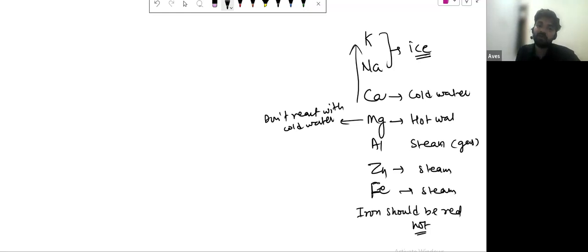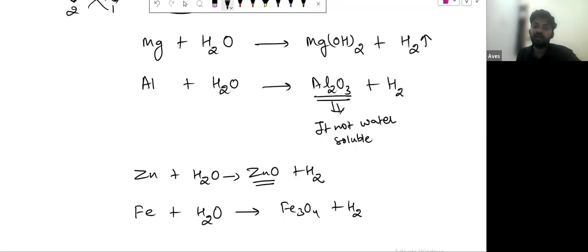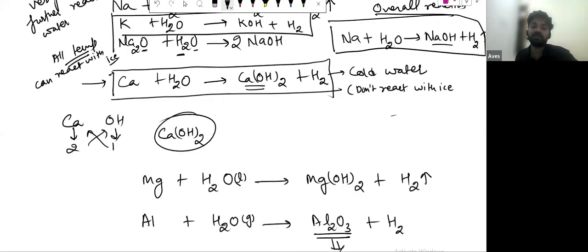Okay. So let me write the correction here. What is missing here? I'm writing water here, but it should be in gas. It should be in gas. It can be liquid, but hot. Got it, dear student? And for calcium, the water should be cold water. So generally it is being asked.